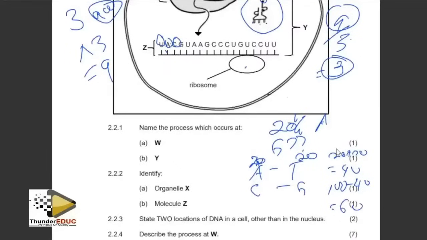so it gives me 60. If it is 60, what is really happening there? 60 is going to be for these two, so divide by 2, so it's going to be 30. So it means that the percentage of guanine is going to be 30%. Don't go to the paper without knowing how to calculate the base.